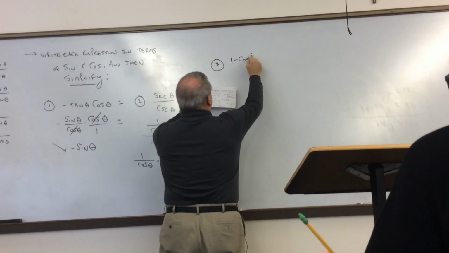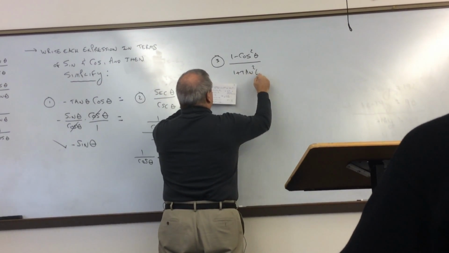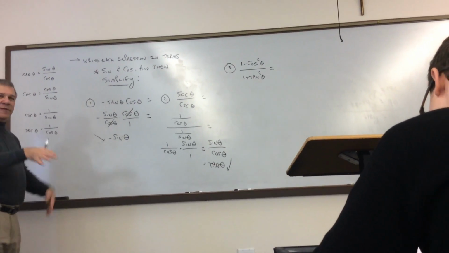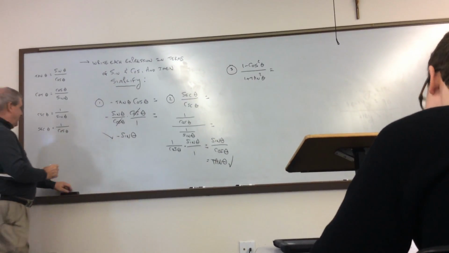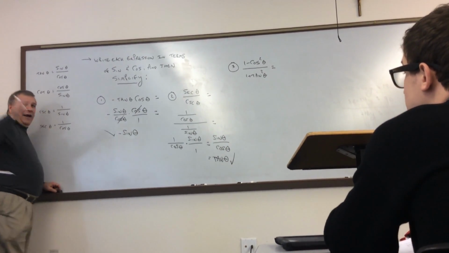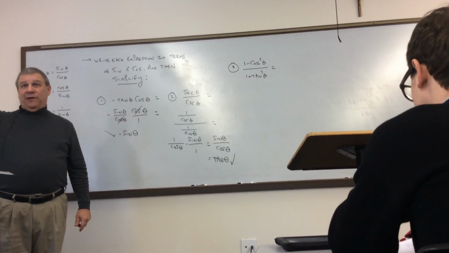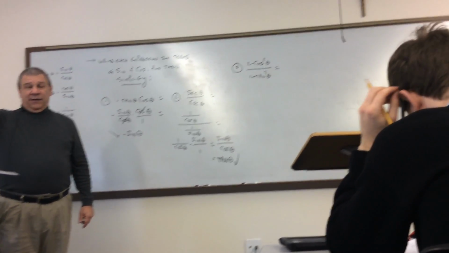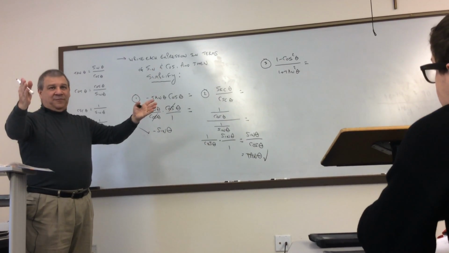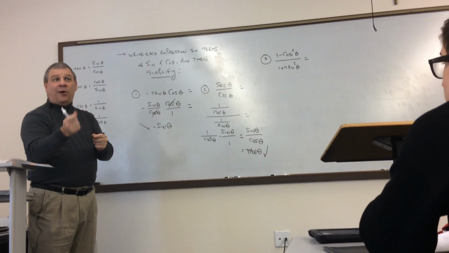1 minus cosine squared of theta over 1 plus tan squared of theta. Now, please, give me your attention here. When you see squares like that, remember the three Pythagorean identities from yesterday? Sine squared plus cosine squared equals 1. 1 plus tan squared equals secant squared. 1 plus cotan squared equals cosecant squared. Trust me. Remember I told you that first one you're going to see a ton? And remember there were two alternate forms?